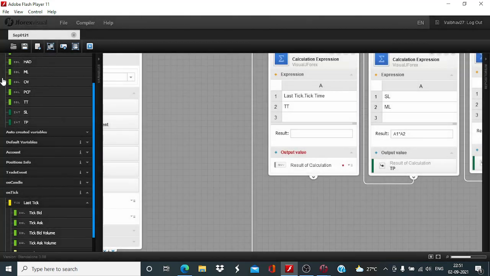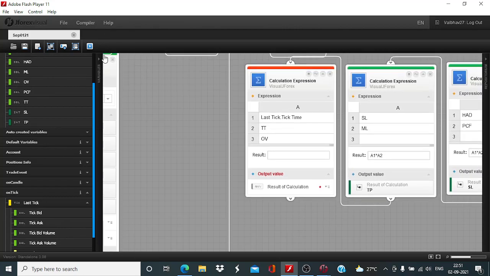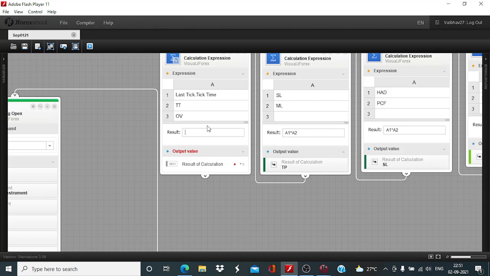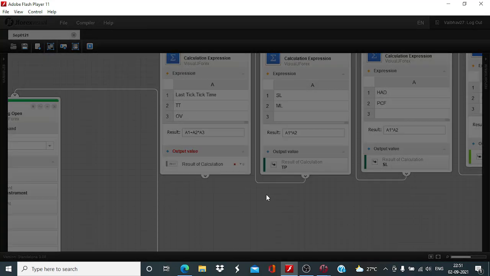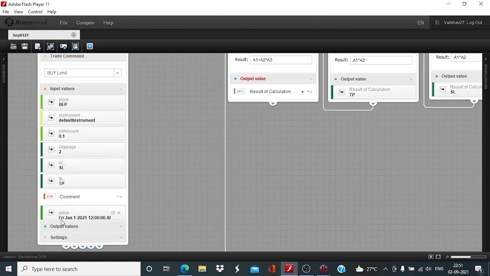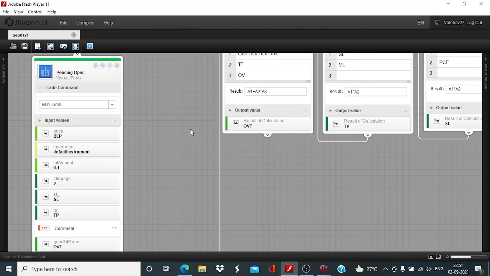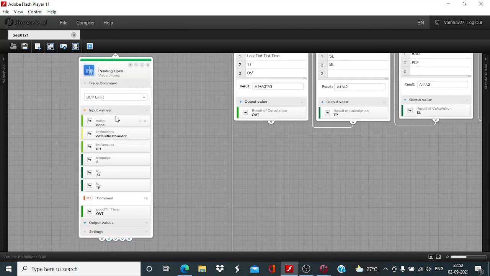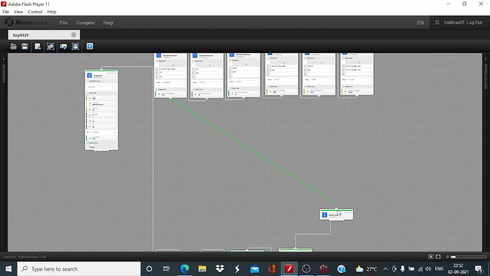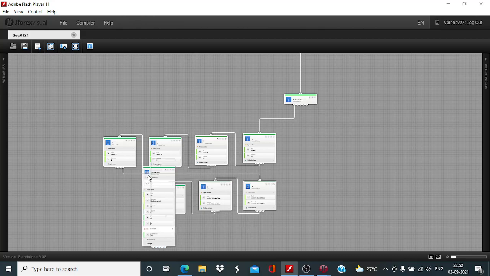So it becomes A1 plus A2 into A3. And here we will have to create the variable in long data type. So I will create the variable here, which will be named OVT, and I will place this variable to the result of the calculation. Alright. So with this, we have defined all the required mandatory parameters for this trade command block. And now we are ready to join it to multiple action. And I will place this trade command block on the lower side.